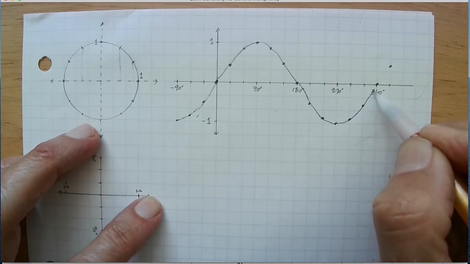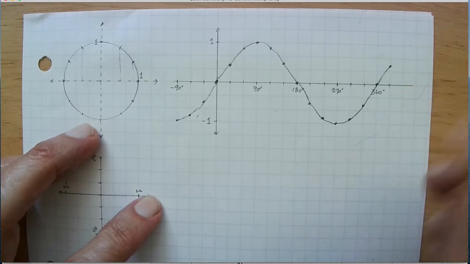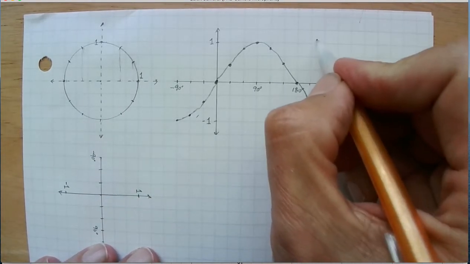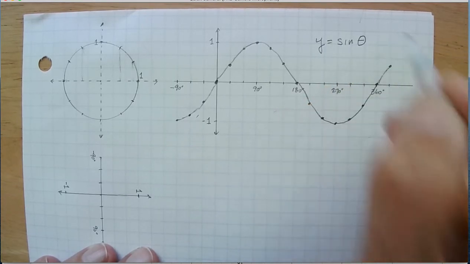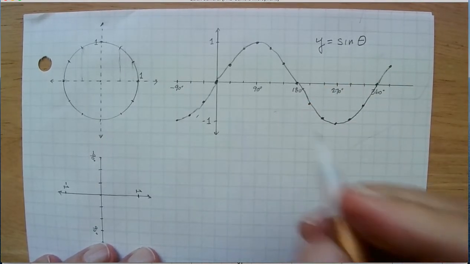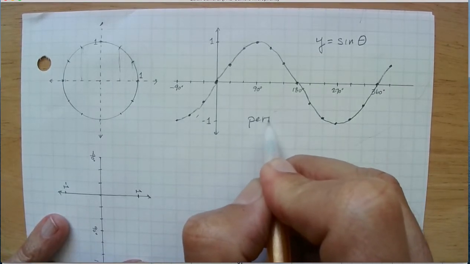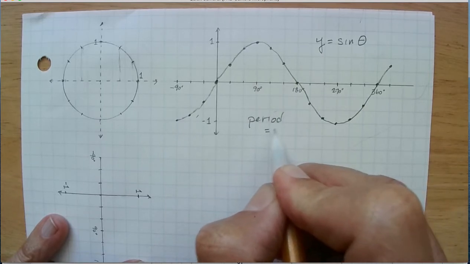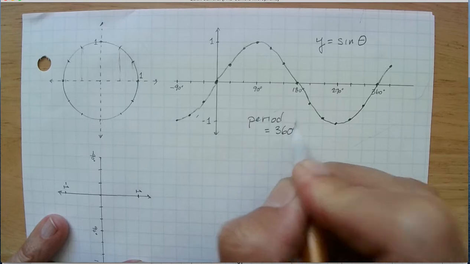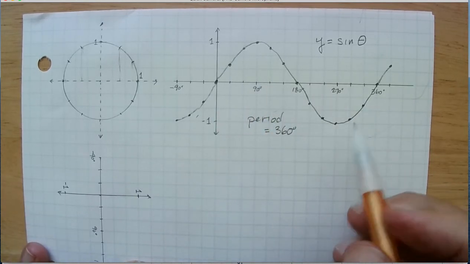And right when you get to here, you get a little bit of inflection. The curvature kind of changed a little bit. So again, this is y equals sine theta. Notice that it has a period or cycle equal to 360 degrees. It takes 360 degrees for the cycle to start repeating itself.